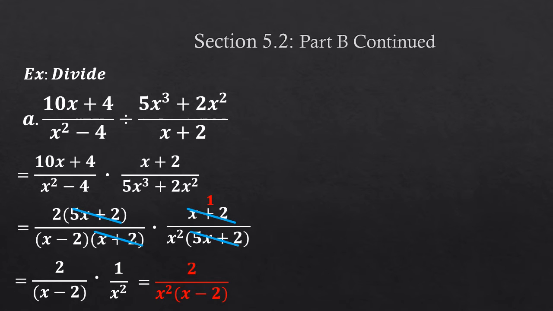And if you want to take it a step further, you can do the multiplication straight across, 2 times 1 being 2, and you can simply connect the denominators of the two bottom expressions as is, as shown. Or if you choose to go even further than that, you can actually multiply x squared all the way through in parentheses if you choose to do so.